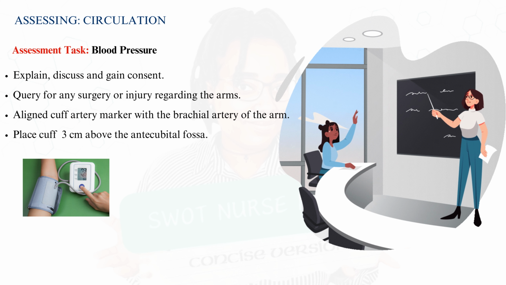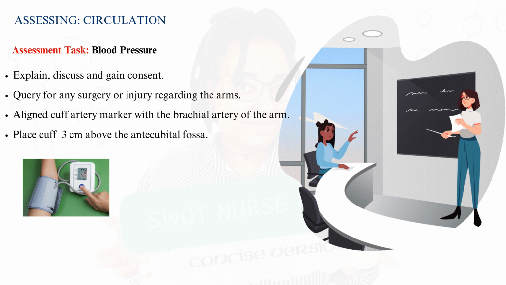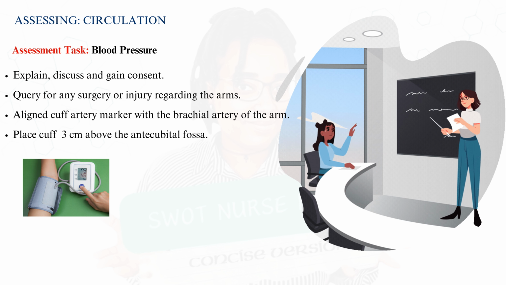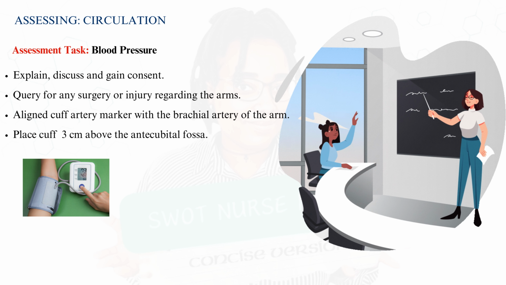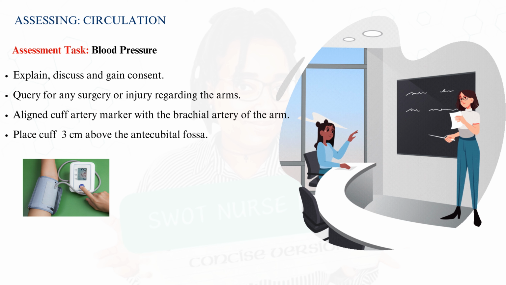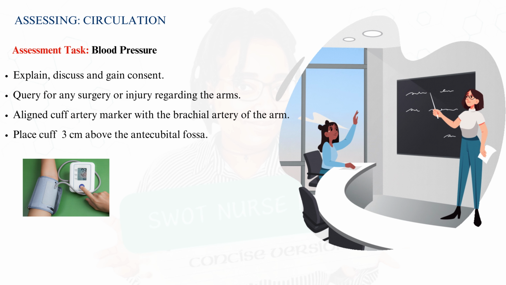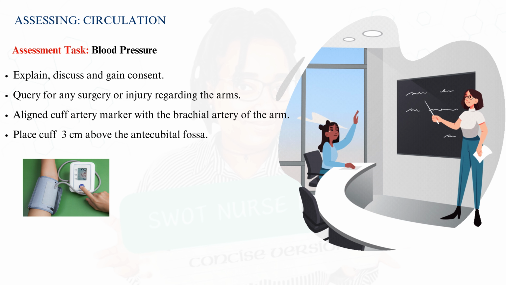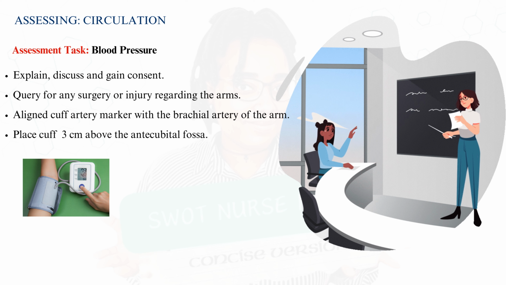Lovely. Always query if any surgery was done on the arms or if arms sustained any injury. And remember to notify the patient that once the blood pressure machine starts, he or she will feel a slight pressure on the arm due to the cuff inflating. There are 2 more assessments that you are required to do to complete the circulation assessment criteria. Pallor and perfusion. How would you do this?